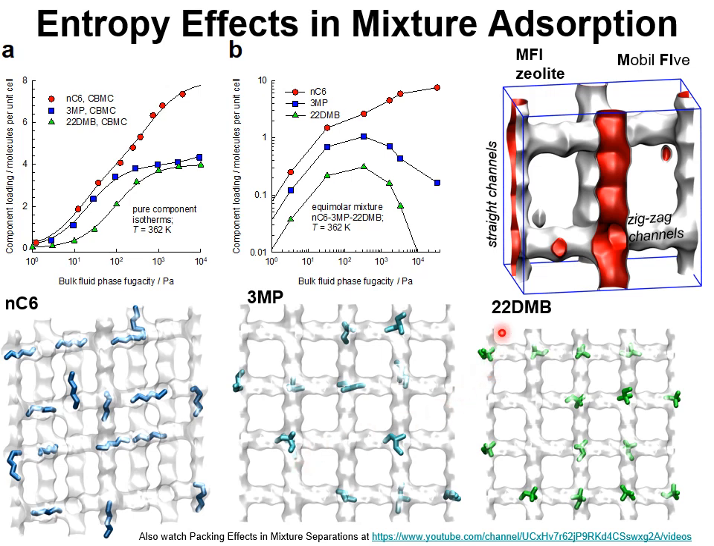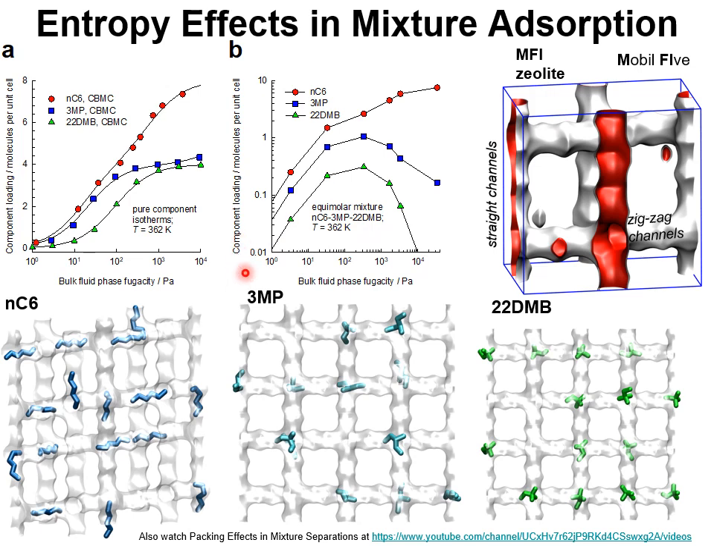The same holds for 2,2-dimethylbutane, which also prefers to locate at the channel intersections. And since there are 4 intersection sites per unit cell, the saturation capacity is limited to 4 molecules of 2,2-DMB per unit cell. Here are configuration bias Monte Carlo simulations for mixture adsorption for an equimolar mixture in the gas phase consisting of normal hexane, 3-methylpentane, and 2,2-dimethylbutane.